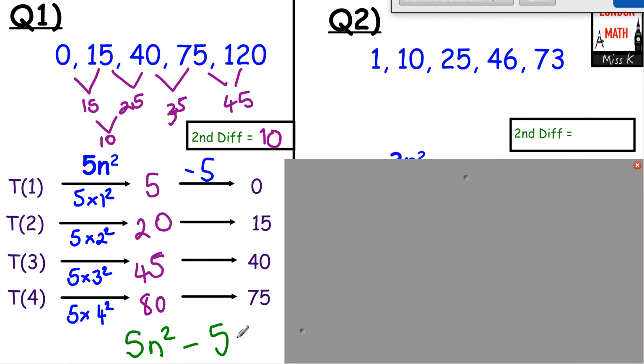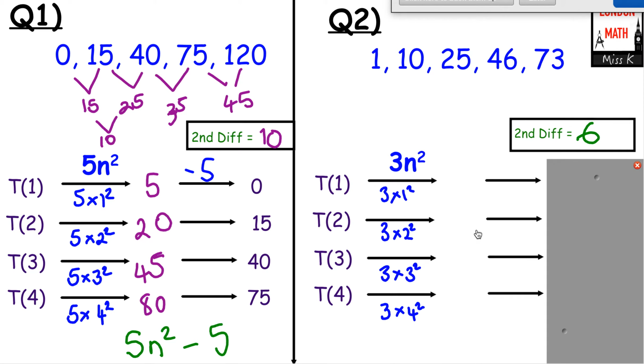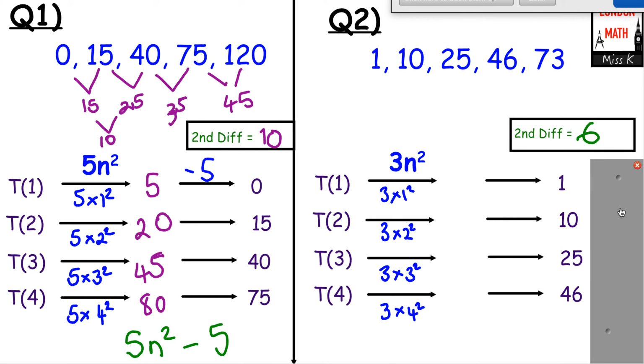Okay, so question 2. I've already worked out the second difference, and the second difference to this sequence is actually 6. Okay, so you can work that out and just double verify that it is 6. Now what you do is you take the 6, you divide it by 2, and that reveals the number in front of the n squared. So this is what we've come to so far.